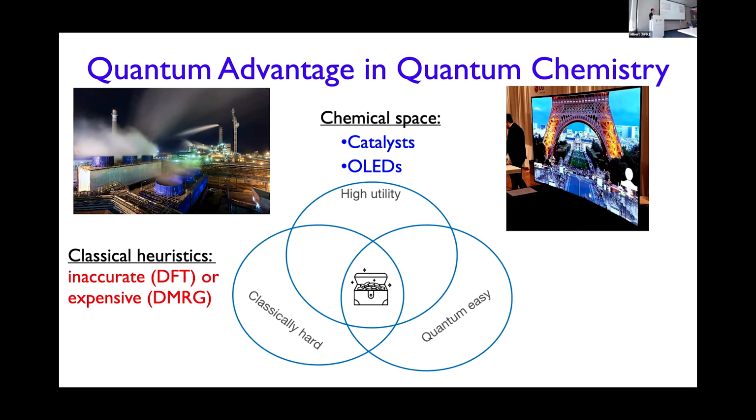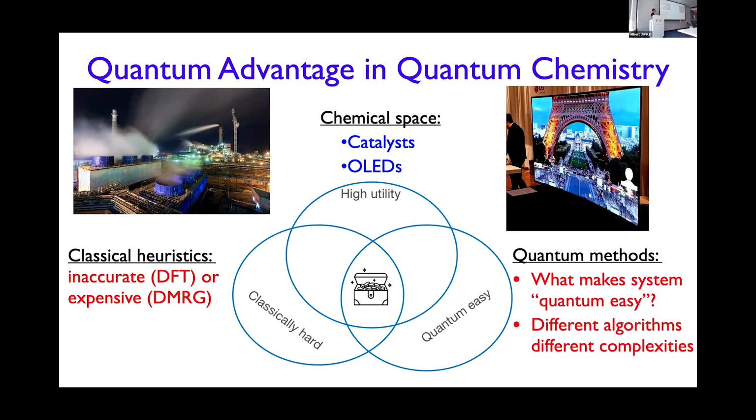Now, classically hard. We want classically hard systems because at the end of the day, we don't want to waste quantum resources on something that can be done with DFT, which could be inaccurate, or DMRG, which could be expensive. So we want classically hard systems, and something that we are developing in collaboration with Alán's group is machine learning techniques to define how classically hard a particular system is.